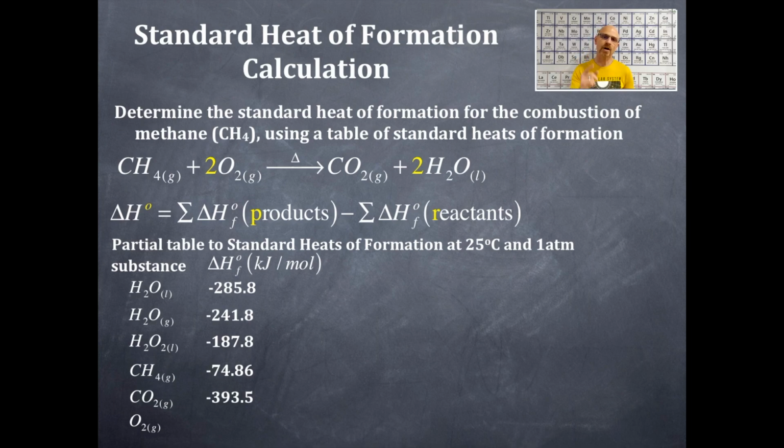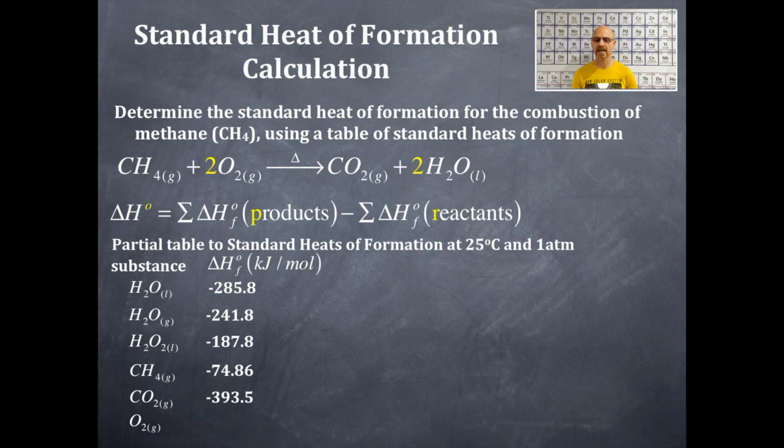Now I've included in this table water that's a liquid, that's negative 285.8. You should look at the units here, and those are kilojoules per mole for all of them. Water in the gaseous state, negative 241.8. Hydrogen peroxide, liquid, negative 187.8. Methane, that's a gas, negative 74.86. Carbon dioxide, that's a gas, negative 393.5. Then oxygen, that's a gas.